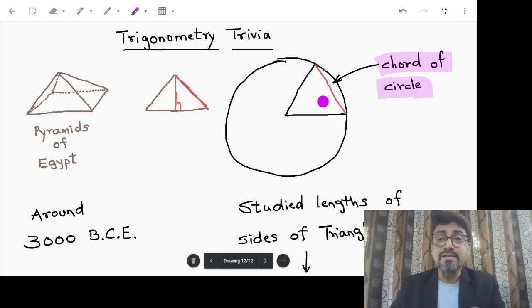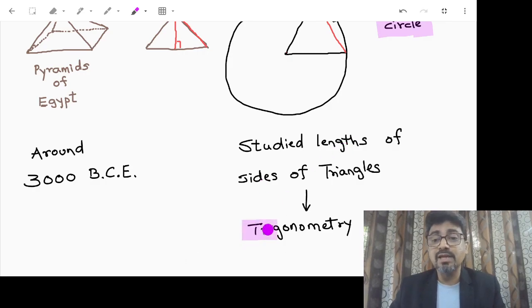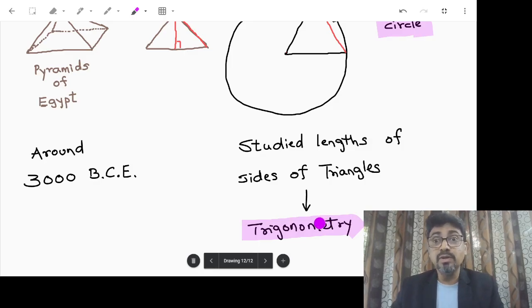So basically they were studying the lengths of the sides of triangles. How many sides does a triangle have? Three sides. So they were studying the length of three sides of triangles. Three sides, trigono, lengths, metron. Yes, they were studying trigonometry, and that's where trigonometry as a mathematical concept began. Right? So trigonometry began somewhere around 3000 BCE. That is 3000 years before our AD, Anno Domini years, started.